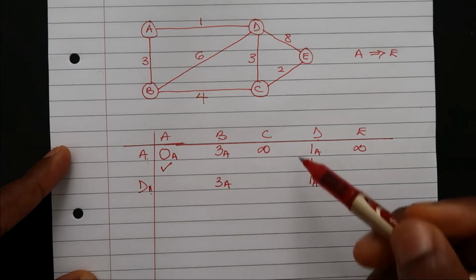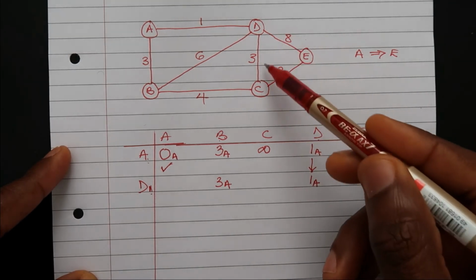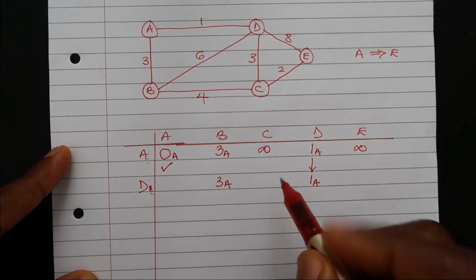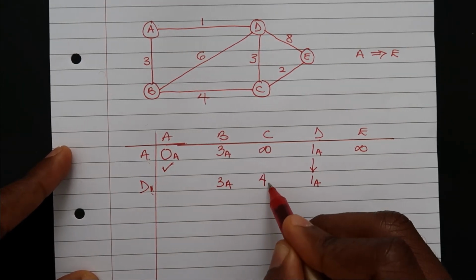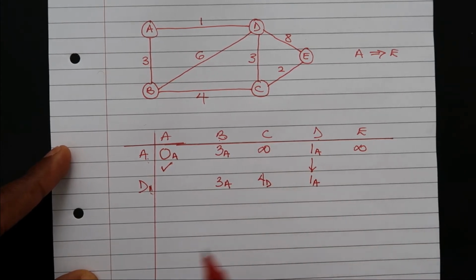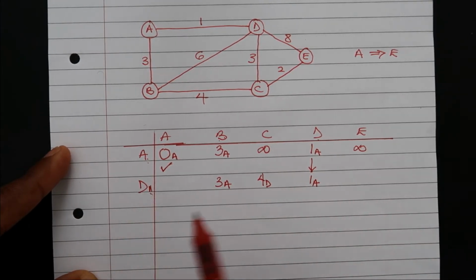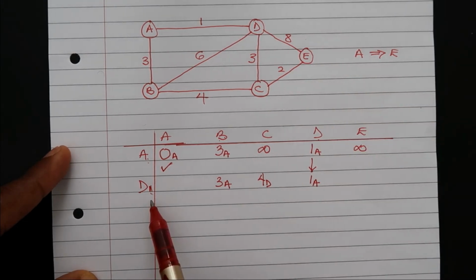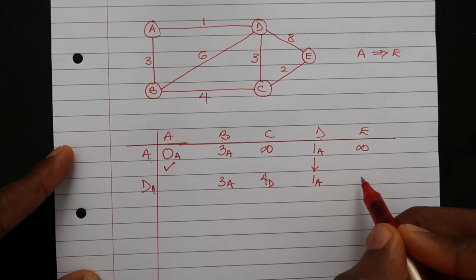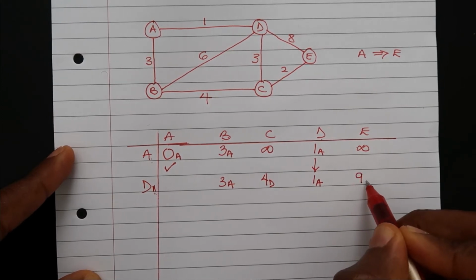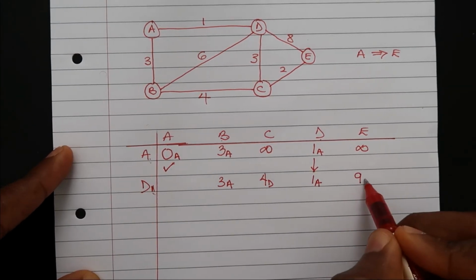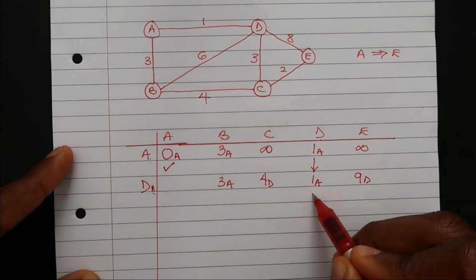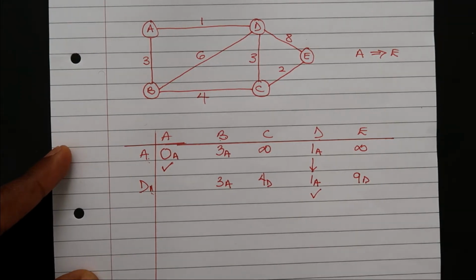And I'll go on to explore D to C. Now D to C is 3. 3 plus 1 is 4. So I'll put down 4 there, and I'll write my D. D to E is 8. 8 plus 1 is 9. So I'll come down here, I'll write 9. And that's coming from D. Okay, so I have now explored all of D.